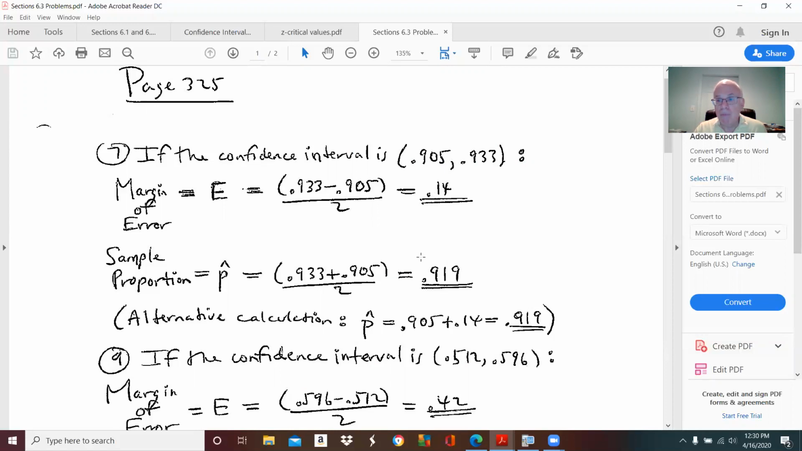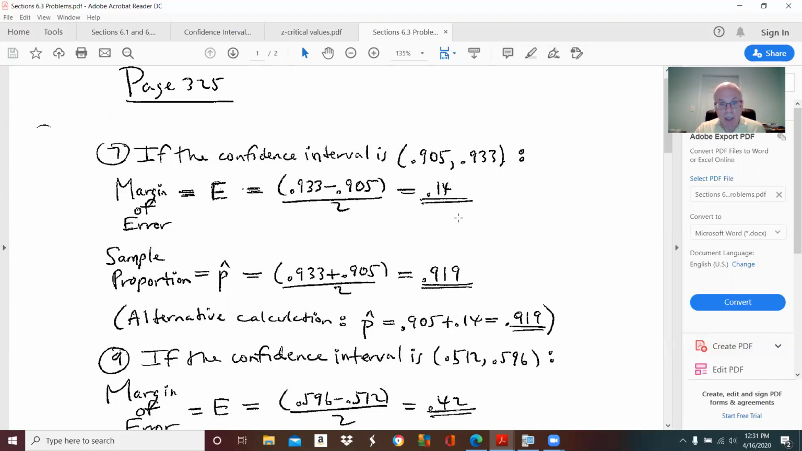the sample proportion. 2 ways. One way, even if you don't know the margin of error, is simply finding the average of the 2 endpoints. When we find the average of 2 numbers, we're finding the number in the middle. And isn't it true that inside this interval, the number in the middle must be the point estimate, this sample proportion? So for the point estimate p hat, we simply add the 2 endpoints and divide by 2, and we get 0.919 as our sample proportion, the number in the middle.